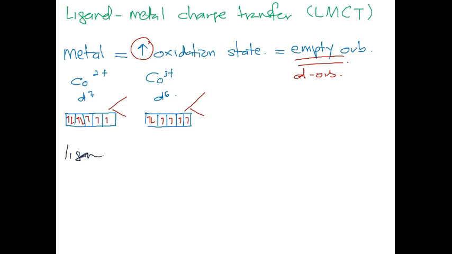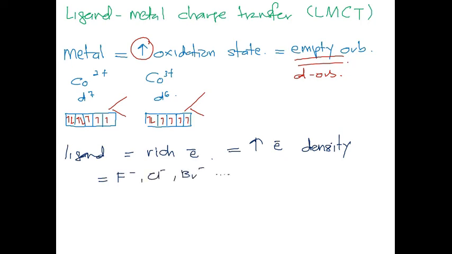So for the ligand part, the ligand will be rich in electrons. Okay, ataupun kita boleh cakap the ligand has high electron density. Maksudnya dia kaya dengan electrons. So what are the ligands that are rich in electrons? So those will be your fluoride, bromide, and etc. lah.